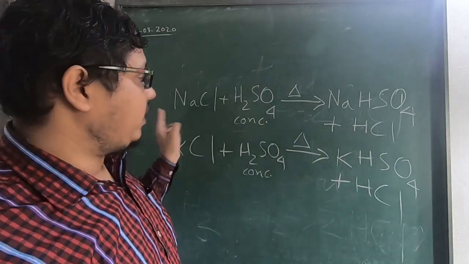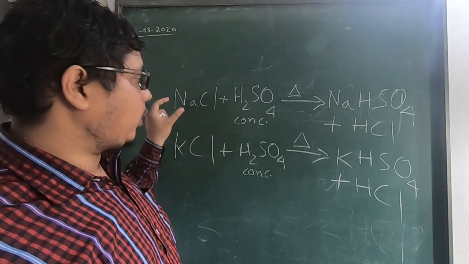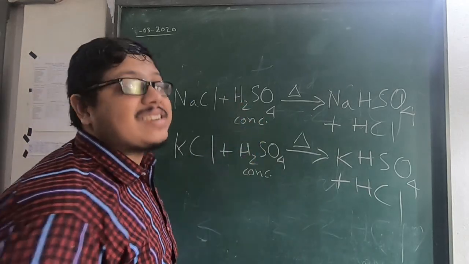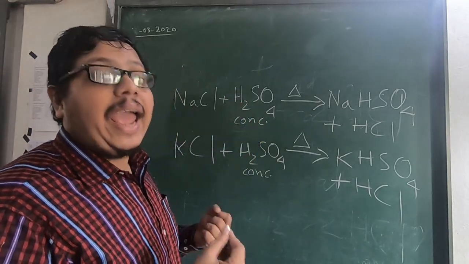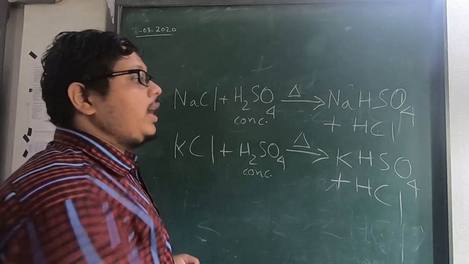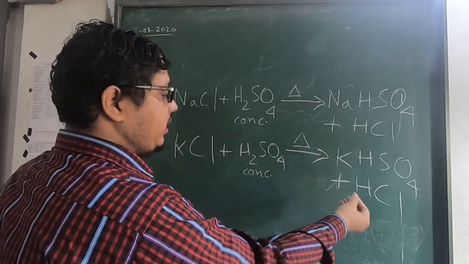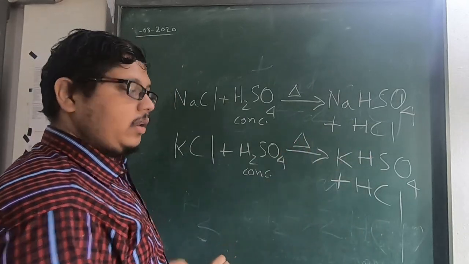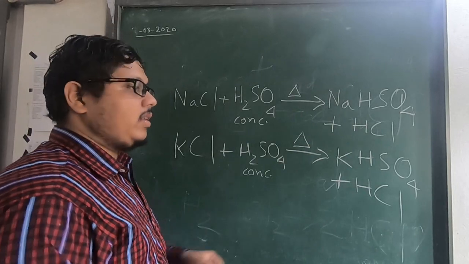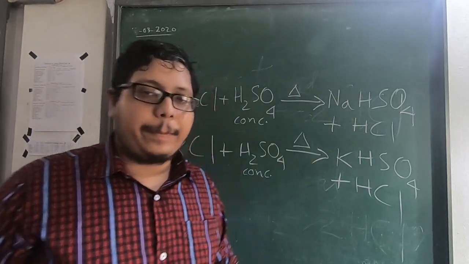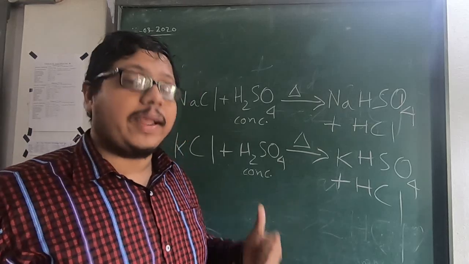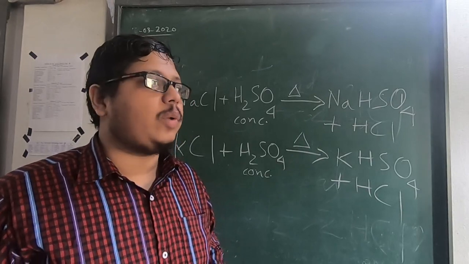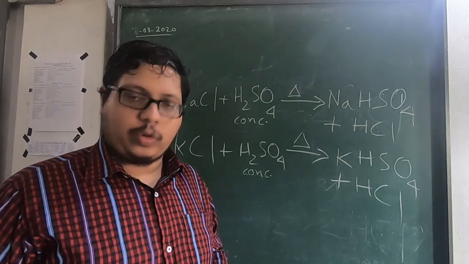So you see, this is the reaction between a chloride salt with what? With concentrated sulfuric acid, resulting in the formation of an acid salt along with our desired product, that is HCl. We got our desired product, hydrogen chloride gas. This is the second general way of preparing HCl, and this method is the most preferred method in the laboratory. So this is what we will use in the laboratory.